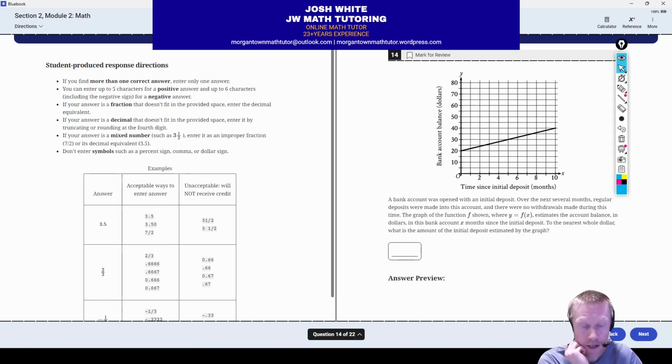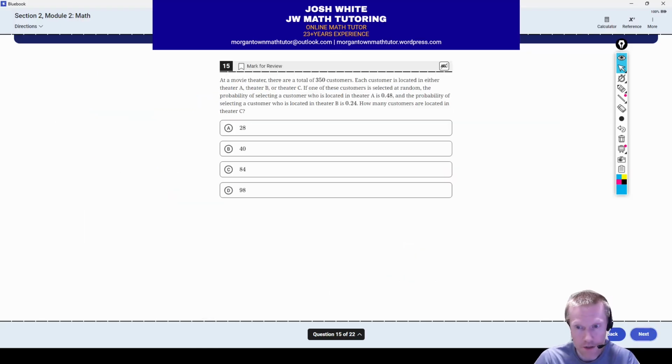Next up, we have a line, basically a linear function here, and they want to know, in this situation, what was the initial deposit, estimated by this graph? So the initial deposit means the deposit when it started, i.e. when time is equal to 0. So it's just looking for the y value right here, which is just going to be 20. Okay, so the correct answer to this question is just 20. That's it. We can move on.